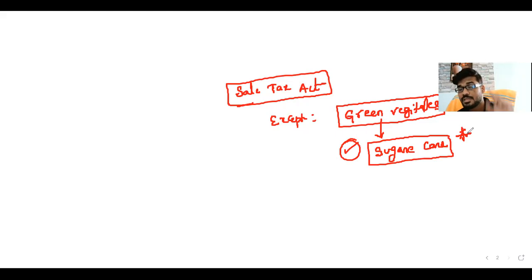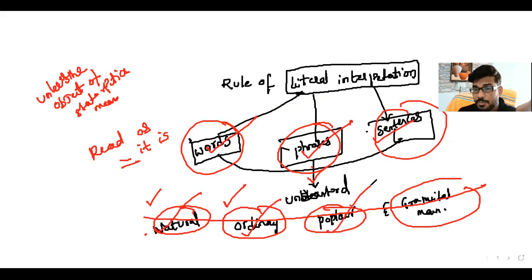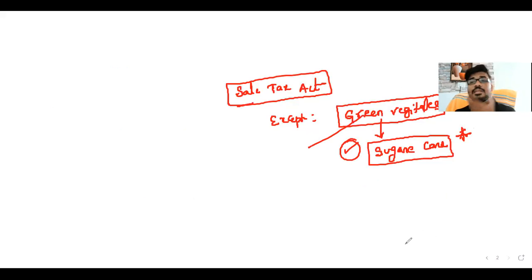The Sales Tax Act clearly says that whenever there is sale and purchase, you are liable to pay sales tax, but the exception in that act is green vegetables. What is the ordinary, general, popular, natural and grammatical meaning of green vegetables? Green vegetables in the sense are normal vegetables. But the question is, is sugar cane a green vegetable or not?